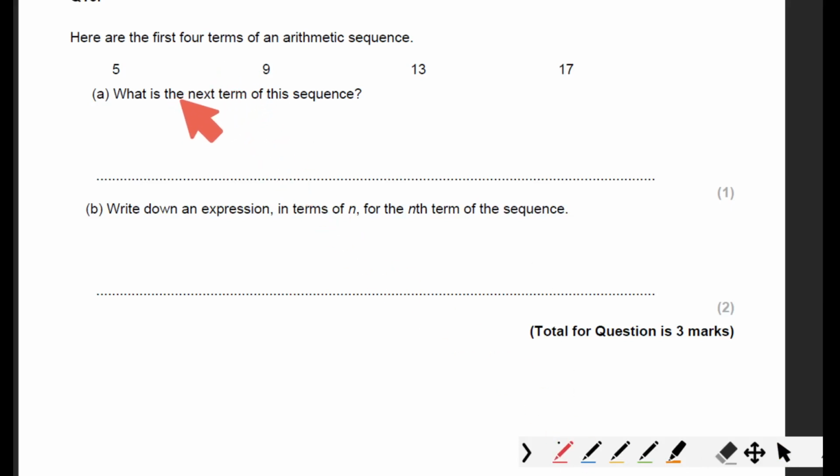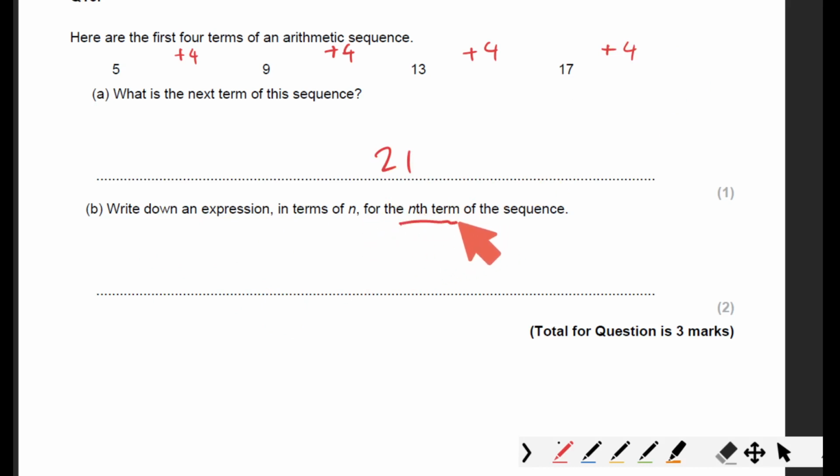We need to find the next term of this sequence. These are going up in equal steps. So it's 5 add 4 to give 9. 9 add 4 gives you 13. Then add 4 gives you 17. To find the next term of this sequence, you simply add 4. 17 add 4 is 21.